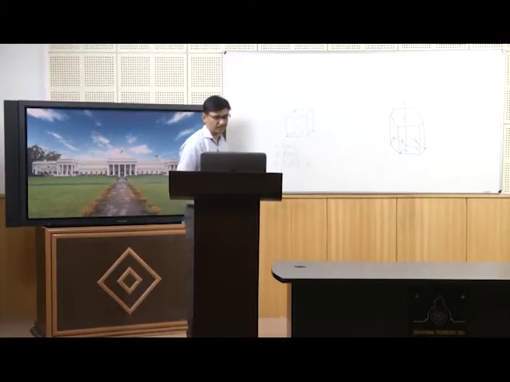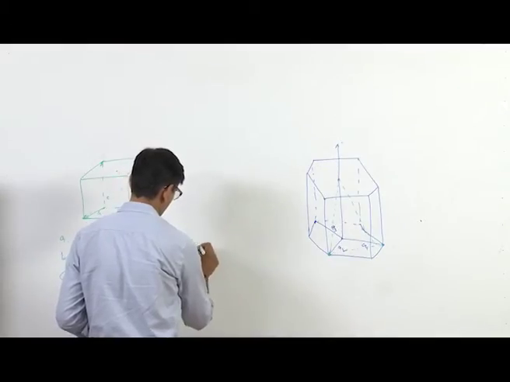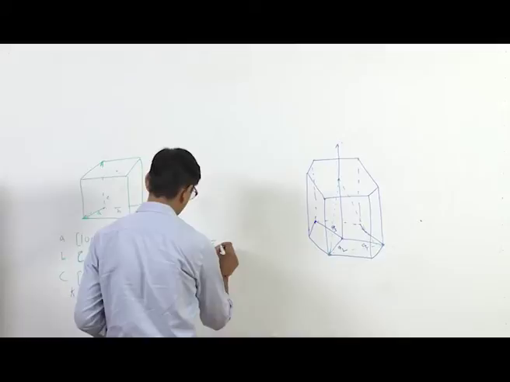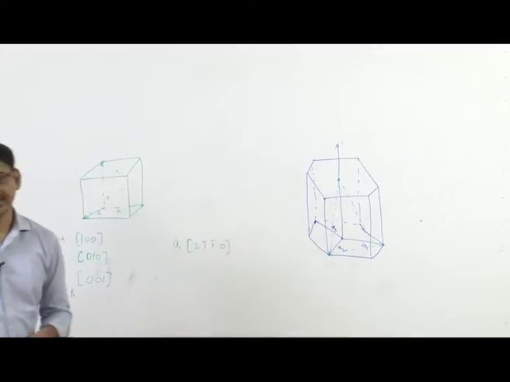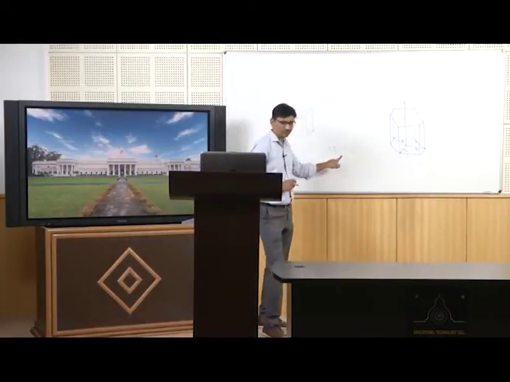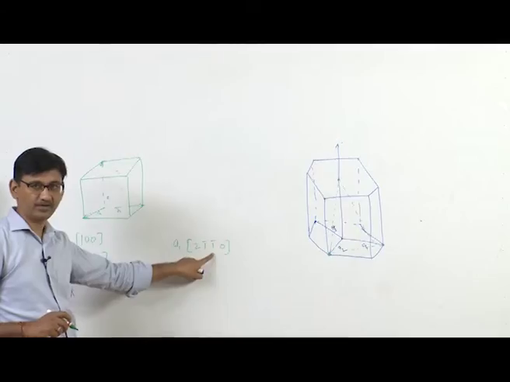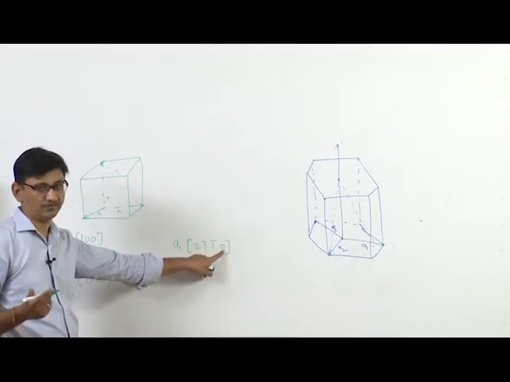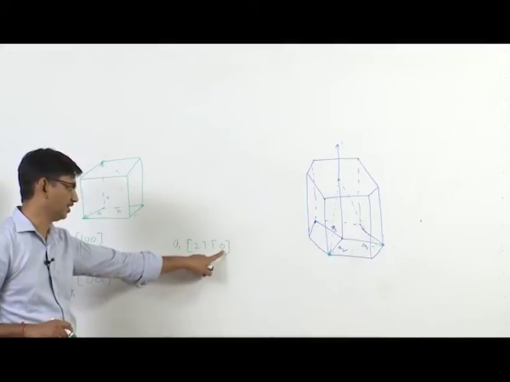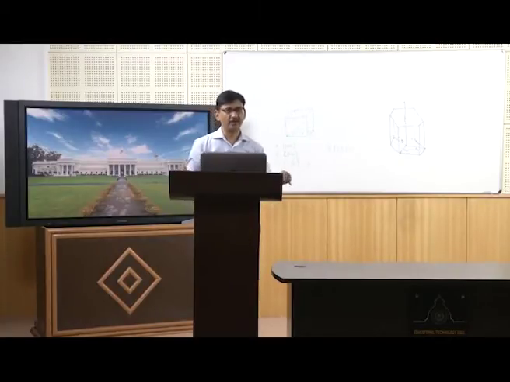Actually, if you see in the 4 indexing system, the A1 is 2 bar 1 0, that is the indexing. Okay. That means, I have to go 2 units along A1, negative 1 unit along A2, negative 1 unit along A3, and then of course, I am not going into the C direction. So, it will be 0 there. So, this is the indexing we have to do in case of hexagonal system to take care that we are going along all the 3 directions.